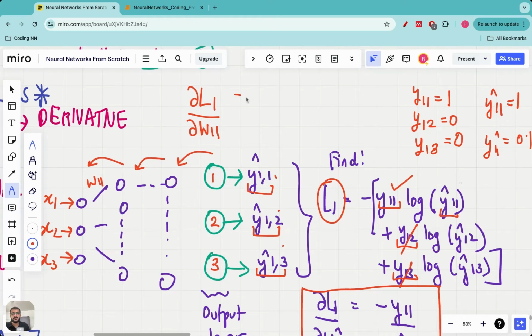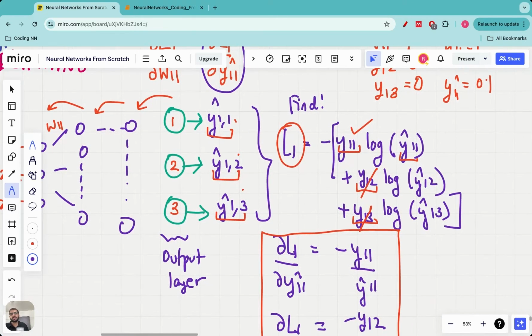So the first term of this back propagation will be the partial derivative of L1 with respect to y11 hat, and then we will multiply this by a number of other terms. But the first term of the back propagation will always be the partial derivative of the loss with respect to the predicted outputs. So that's what we will calculate in today's lecture.